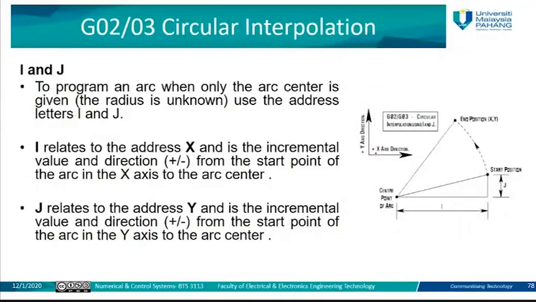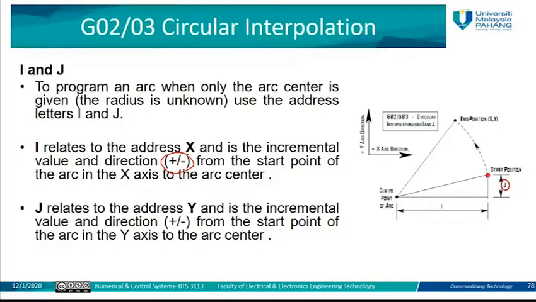So here we can see how we can define the value of I and J and how important the sign of I and J is. Actually, I and J should be indicated with their sign. That means if it's positive, they are positive, and if it's negative, we need to indicate that it is negative. So as you can see here, if this one is the start point of our trajectory for the circular interpolation, the distance from this point to the x-axis represents the value of J, correct?